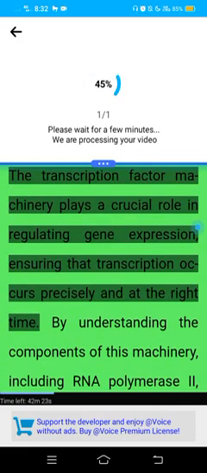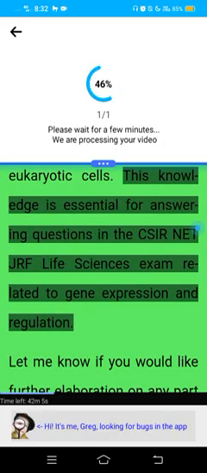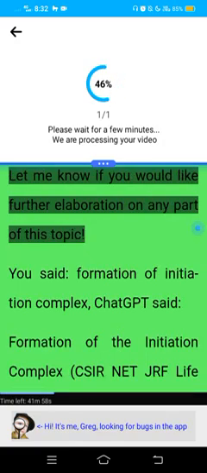Conclusion. The transcription factor machinery plays a crucial role in regulating gene expression, ensuring that transcription occurs precisely and at the right time. By understanding the components of this machinery, including RNA polymerase II, GTFs, co-activators, and chromatin remodeling complexes, you can grasp the complexity of transcriptional regulation in eukaryotic cells. This knowledge is essential for answering questions in the CSIR NET JRF life sciences exam related to gene expression and regulation. Let me know if you would like further elaboration on any part of this topic.